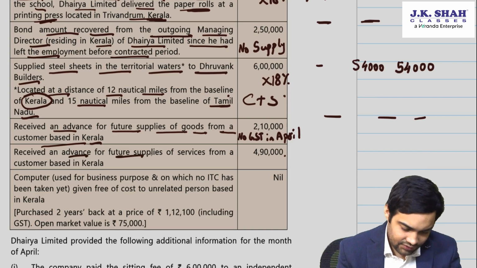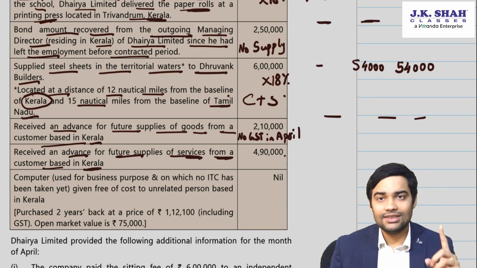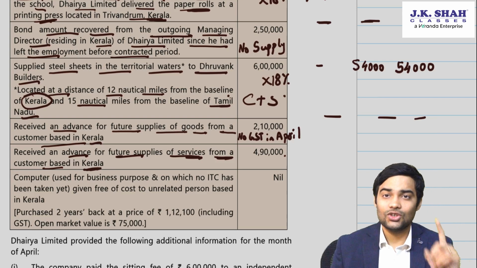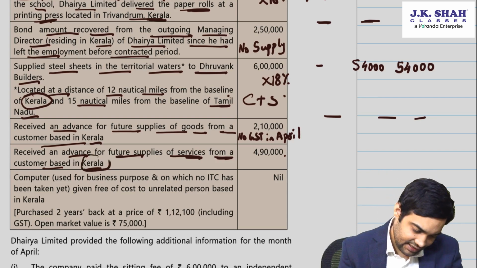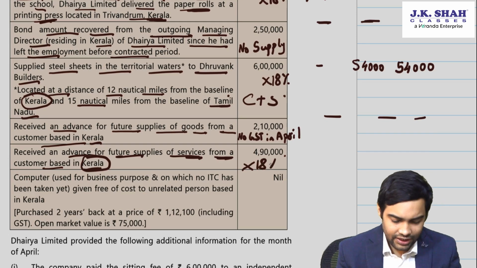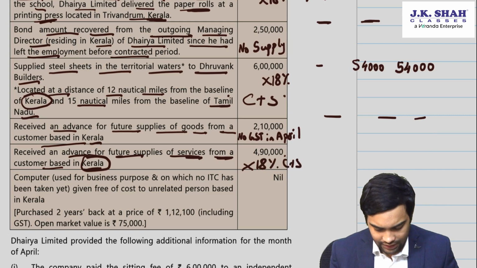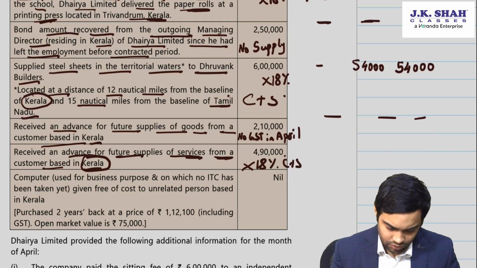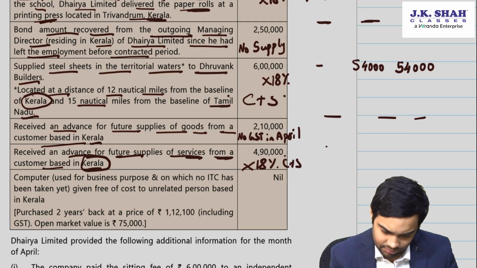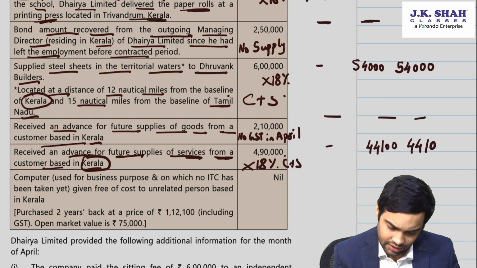Received an advance for future supply of services from a customer based in Kerala. Obviously, for services, if you receive an advance, should you discharge GST in that month? The answer is yes. And the customer is based in Kerala. So 18% CGST plus SGST. So 4,90,000 into 9%, which comes to 44,100, 44,100.